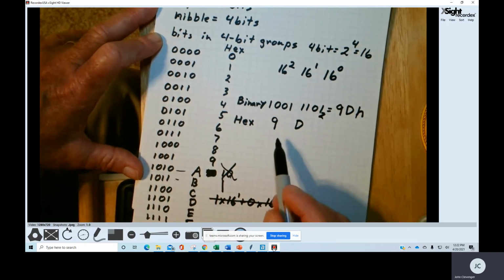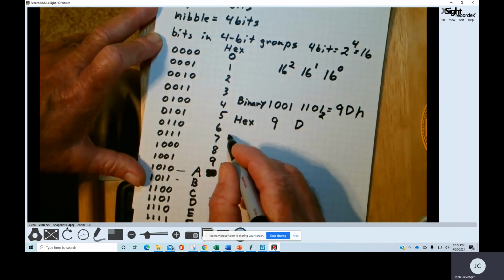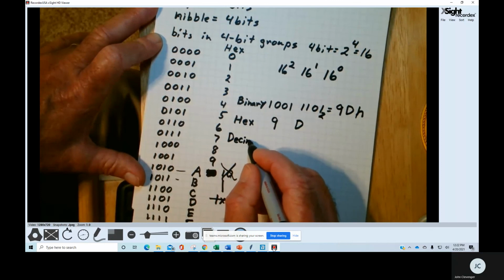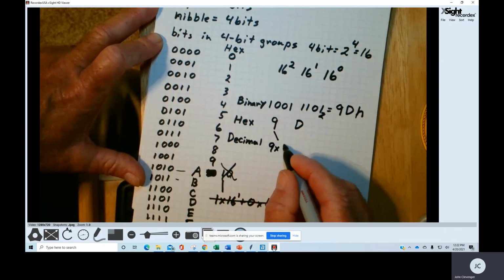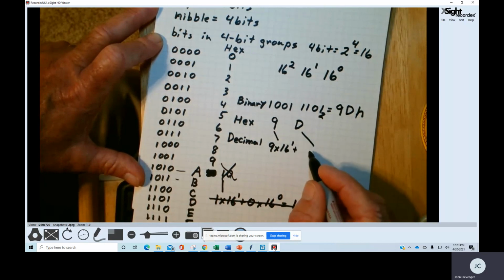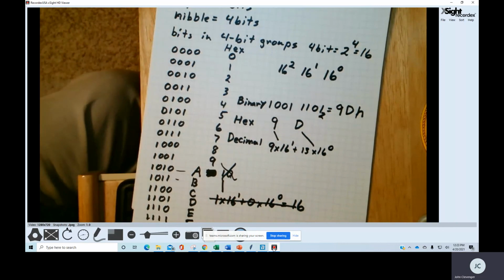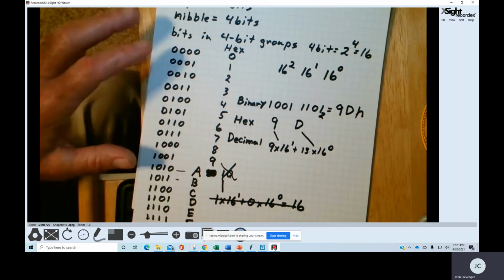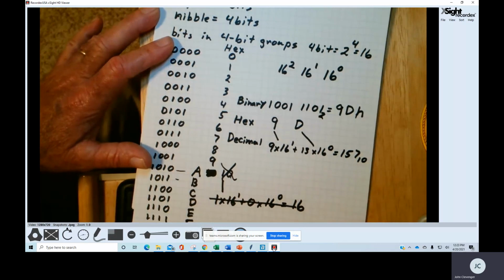Now, if we want to convert this hexadecimal value to a decimal value, then of course this 9 would equal 9 times 16 to the first power, and the D would represent 13 times 16 to the 0 power, which, let me get my calculator, 9 times 16 plus 13 would equal 157 in decimal.